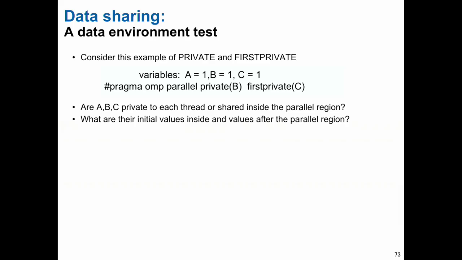All right, here comes the test. I have variables A, B, and C. I've initialized them to 1. I have pragma OMP parallel private B, Firstprivate C. I want you to ask yourself, are A, B, and C private to each thread or shared? Think about that. Then, what are their initial values inside this parallel region? And what are their values after the parallel region? I want you to think about that long enough so you have an answer for all those questions.